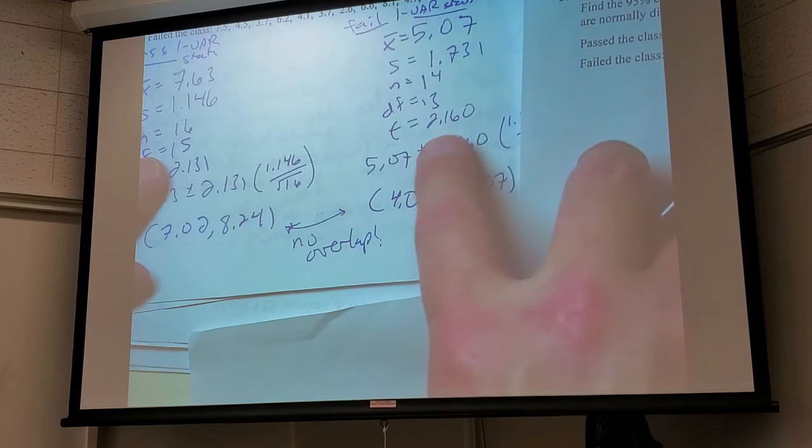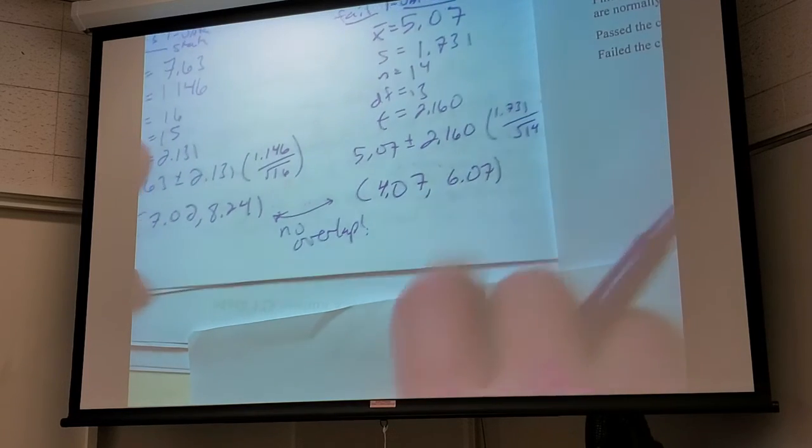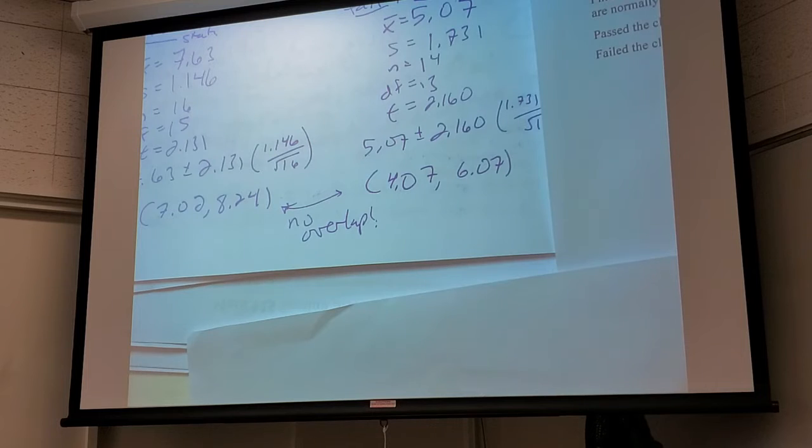And then of course, N is different, so the T is going to be different, yes? Something to be careful about. And then you end up with this. Now here's the big deal. The real question is, do your results support the idea that the population means are different?